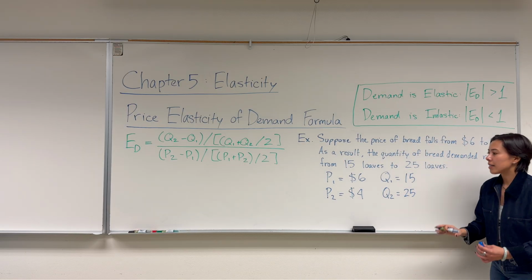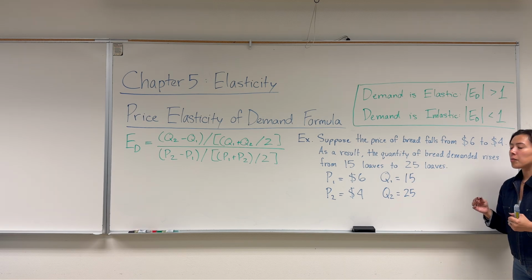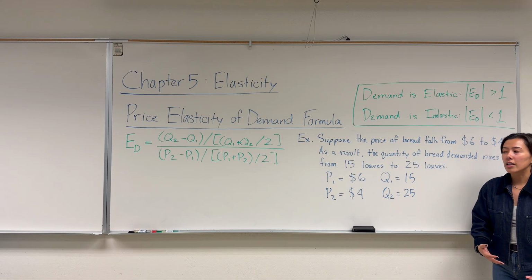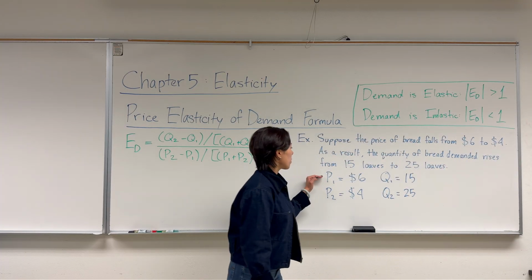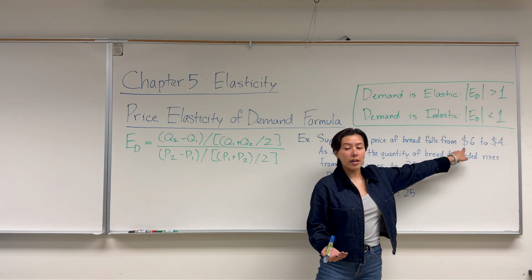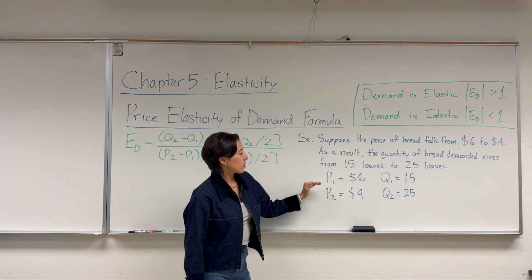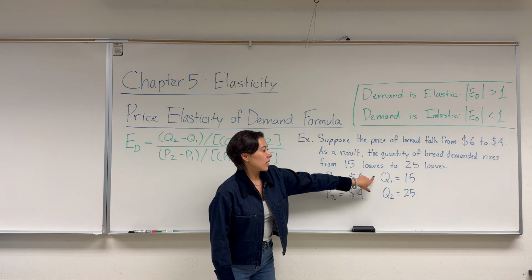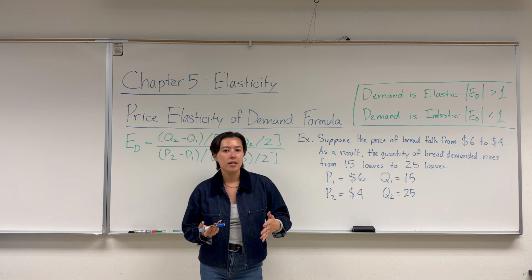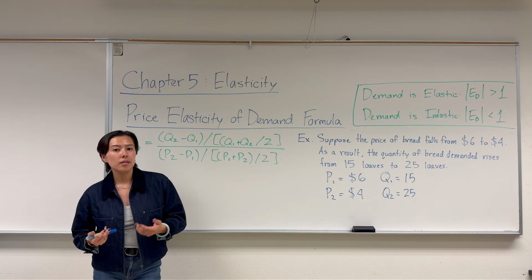Now, just to check that I've put my numbers in the correct place before I even get started with my formula, I know that if price goes up, quantity demanded should go down. If price goes down, quantity demanded should go up. So from P1 to P2, my price has fallen. So I'm looking and checking my problem. That's correct. Price has gone down. So if price has gone down, quantity demanded should go up. So price went down from 6 to 4. Quantity demanded went up from 15 to 25. So it looks like my numbers are properly identified. Now I'm ready to plug them into the formula and calculate my price elasticity of demand.